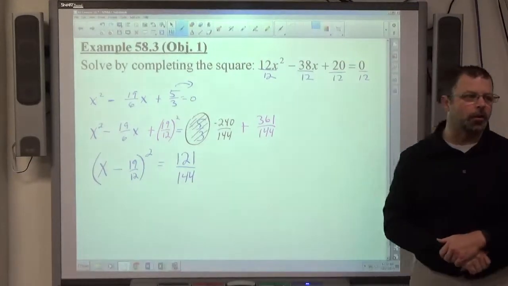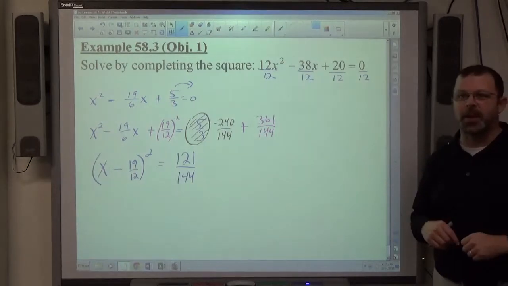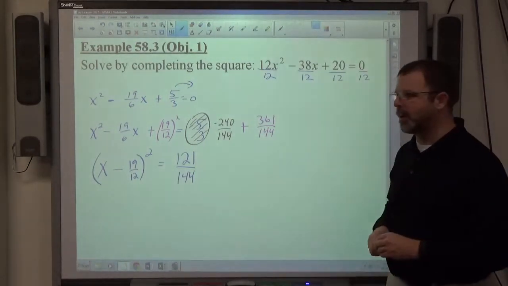Does 121 over 144 reduce? First of all, no. Second of all, I don't care because I'm not going to reduce that. All right? Don't reduce that ever. All right, but if it did reduce, I wouldn't reduce it. It doesn't reduce. All right.